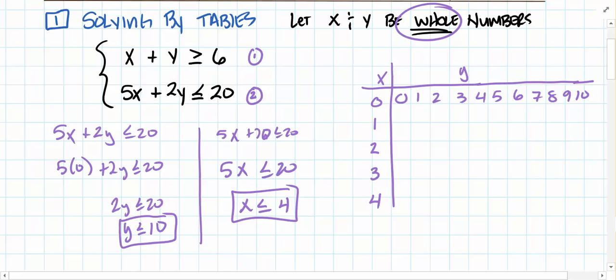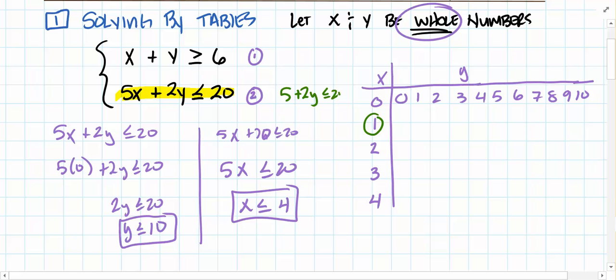What if x is 1? Let's figure this out for each of these: 1, 2, 3, and 4. If x is 1, plugging a 1 in here, what would I get? I get 5 times 1 is 5, plus 2y is less than or equal to 20. So remember, right now we're only working with this one. If x is 1, what could y be? You guys see what's going on here? If x is 1, here's what I get: 5 plus 2y less than or equal to 20.